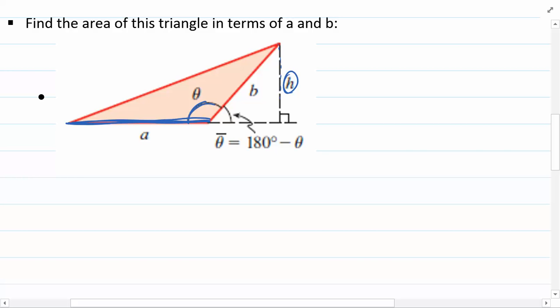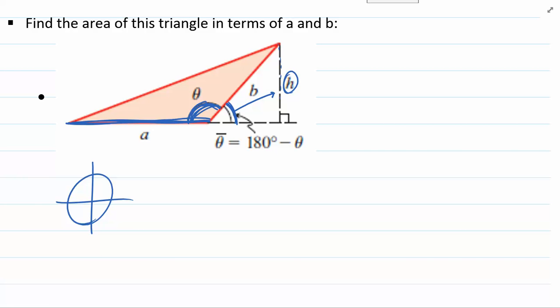Even though theta was measured on the inside of our red triangle here, we could find a new theta, a reference angle theta, over here on the remaining side of this triangle, and that would allow us to calculate our height. You'll notice that theta is indicated with a bar over top, so this means that we can find a reference angle here by subtracting 180 degrees minus theta. And that should look familiar to you based on the work that we've done in the past couple days.